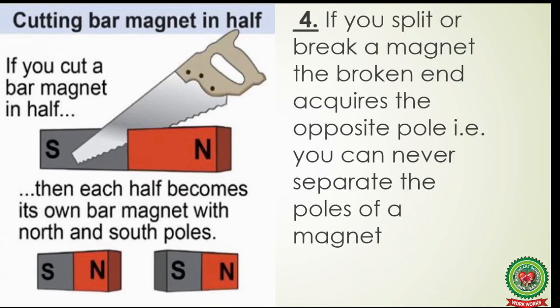Next characteristic is, if you split or break a magnet, the broken end acquires the opposite pole. That is, you can never separate the poles of a magnet. It means a magnet always has two poles, north pole and south pole. If you cut a bar magnet in half as shown in the picture here, then each half becomes its own bar magnet with north and south poles, right?